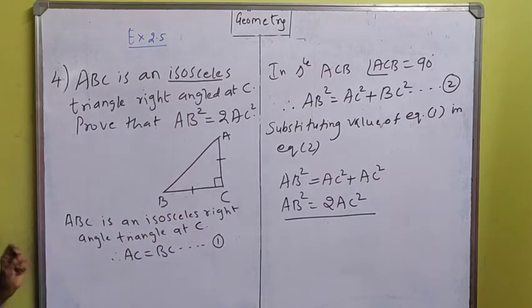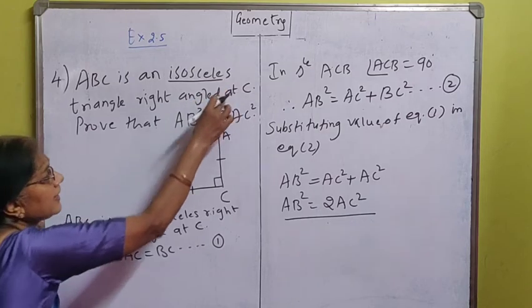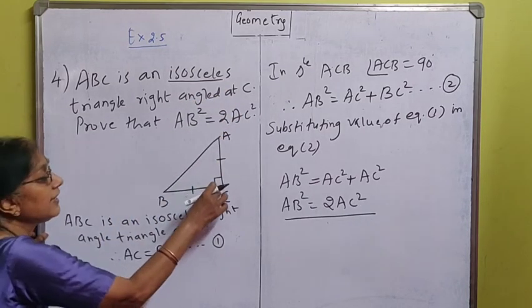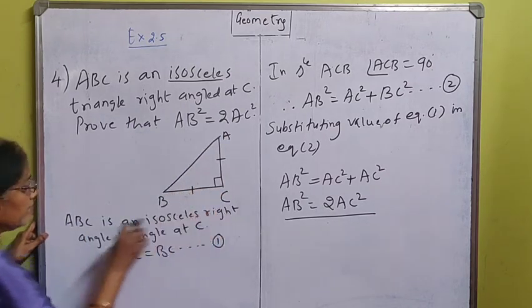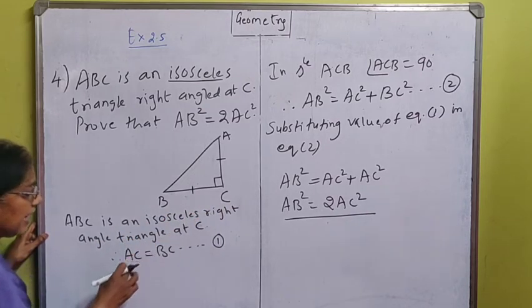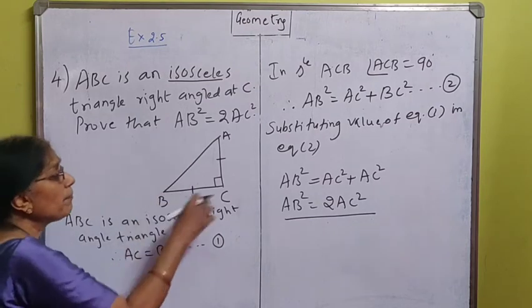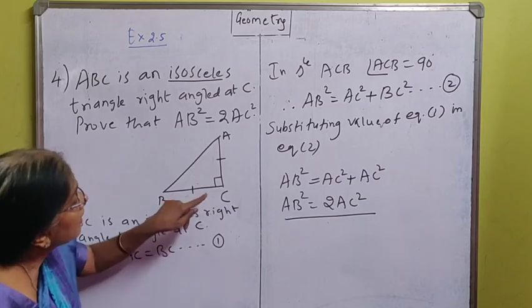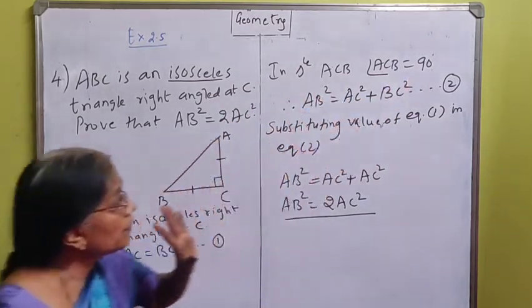Once again I will explain to you. Isosceles triangle, it is right angled at C. So ACB is an isosceles triangle, right angle at C. Isosceles means what? AC is equal to BC. So we have written ABC is an isosceles right angle triangle at C and AC is equal to BC. Let it be equation number 1. Can we apply the Pythagoras theorem? Yes, because it is a right angle triangle. Where is it right angled? At C. So in triangle ACB, angle ACB is equal to 90 degrees.